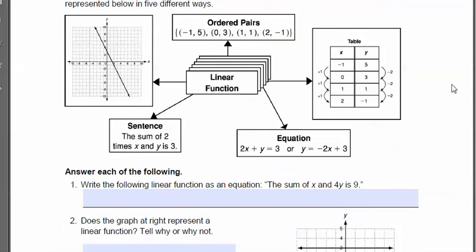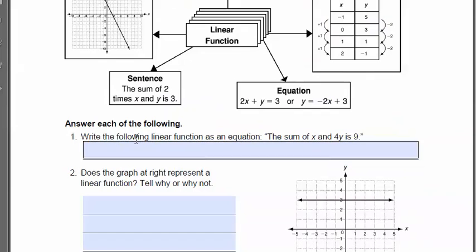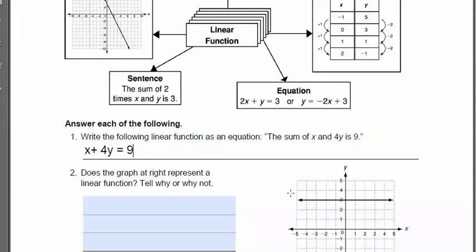So next thing we're going to do is start looking at these questions, and you're going to answer the questions based on that picture up above. It says, write the following linear function as an equation. The sum of x and 4y is 9. So here's a sentence that says the sum of 2 times x and y is 3, and here's how they wrote that equation. So sum means to add, so the sum of x and 4y just means to add those two things together. And "is" always means equals. So that's all you have to write for the equation.